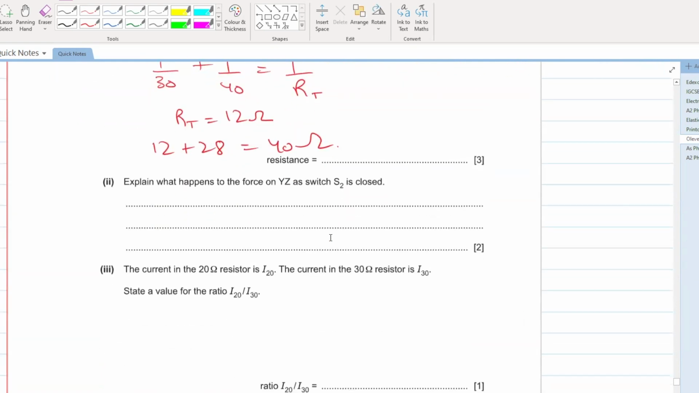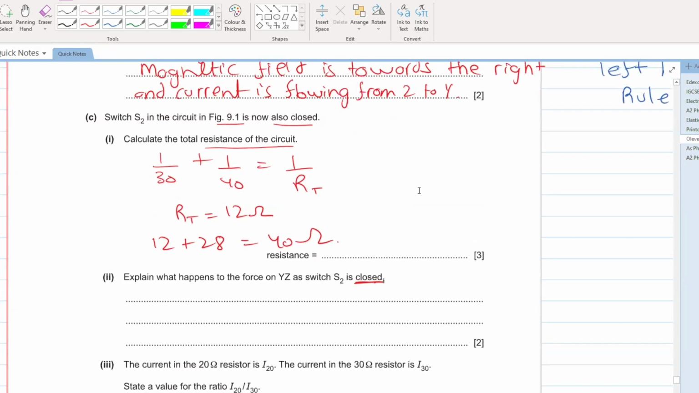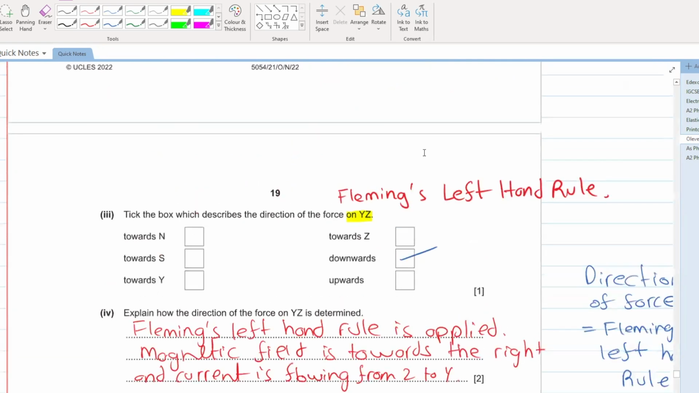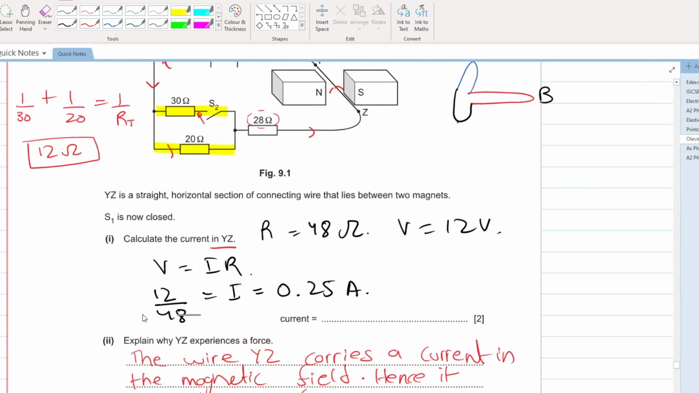Explain what happens to the force on YZ as the switch S2 is closed. Beta, as the switch S2 is closed, what happens? The resistance, what? Resistance increases. Okay, as the switch S2 is closed, what happens? Your resistance increases. Your current decreases. Total resistance पहले क्या थी? अच्छा ठीक है. Resistance is decreasing.